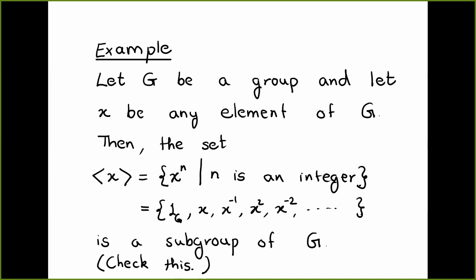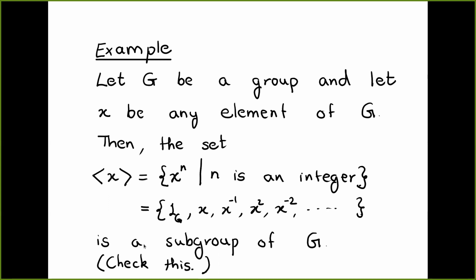Okay, here's something a little less trivial. Let G be a group and let X be any element of G. Then I consider the set of all powers of X. I will write it like this, X with angular brackets. This is the set of all elements of the form X to the power N, where N is an integer. N could be positive or negative. It could also be 0, so X to the power 0 is just the identity of G. Then there is X, X inverse, X square, X to the power -2, and so on. All integers, positive or negative, come up in the exponents, and this is an infinite list.